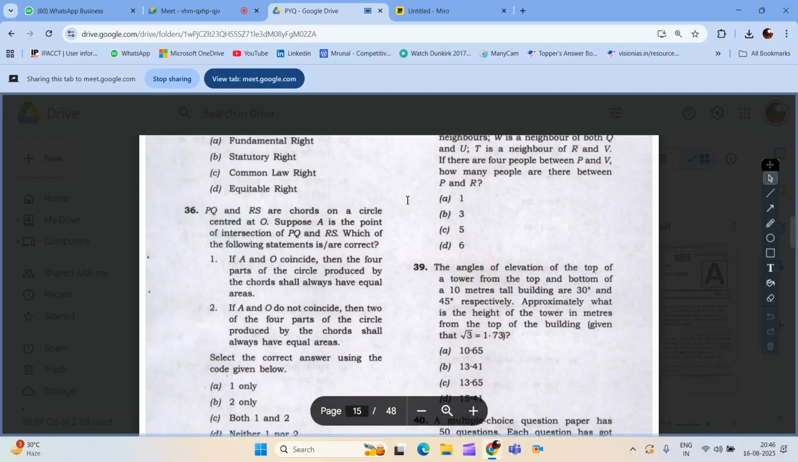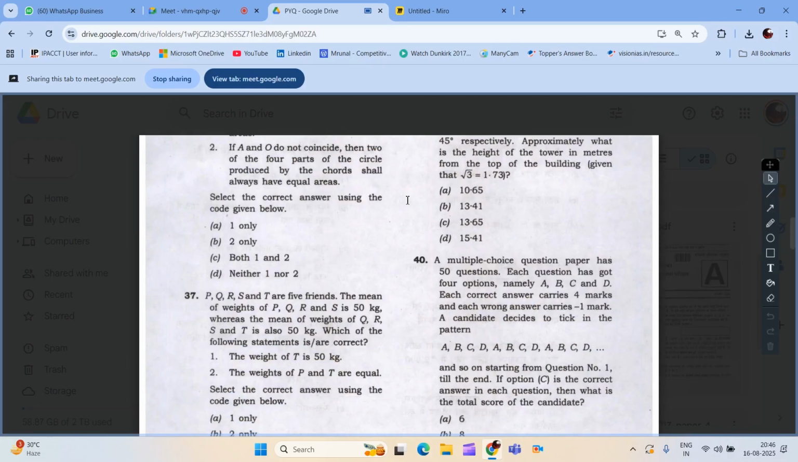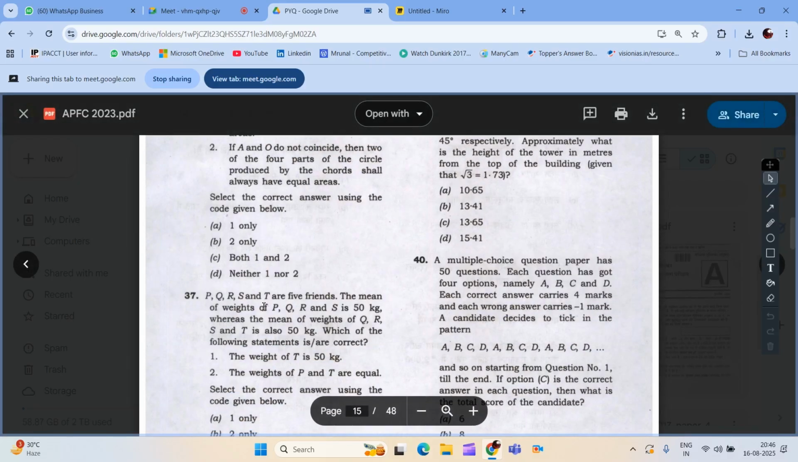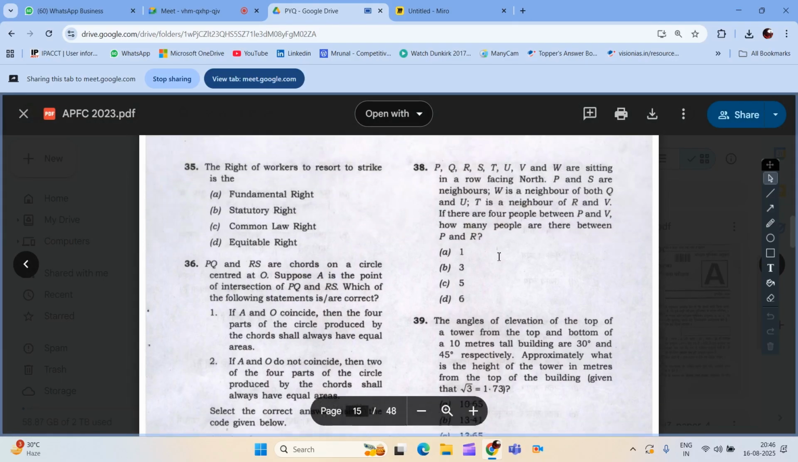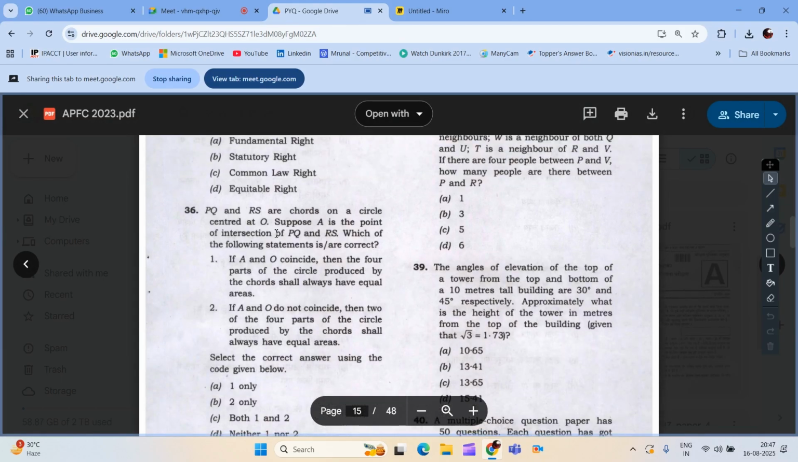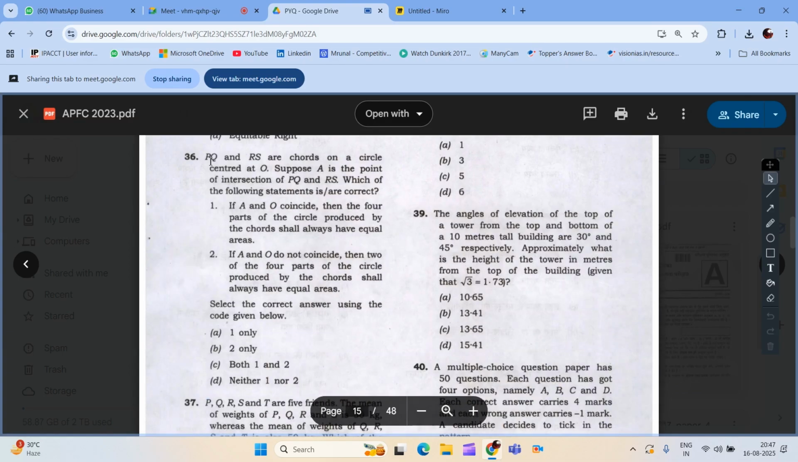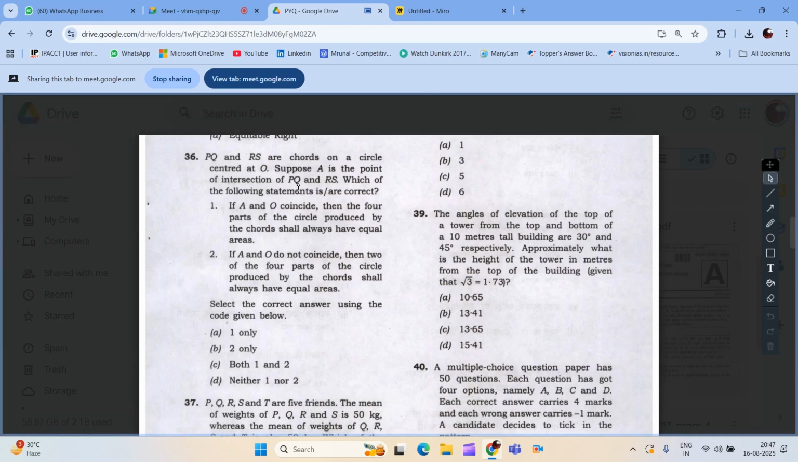Now the maths is starting from here. These are all reasoning questions, but this is a math question. They have given a geometry question there. See, PQRS are chords on a circle centered at O. Suppose A is the point of intersection of PQ and RS. Which of the following statements is correct?